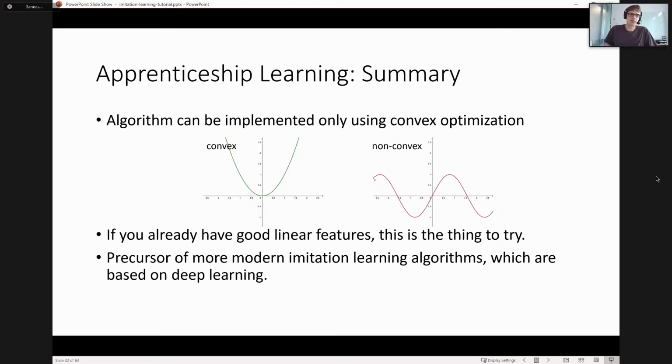Just to recap, the setup here is that we assumed that we have linear features. The assumption is that someone provides us features which we already know are good, and then the reward function is linear in these features. Another thing I wanted to mention about this algorithm is that despite its linear formulation, and despite being pretty simple, it's also a precursor of more modern imitation learning algorithms, one of which I'm going to talk about in a later part of this tutorial. Because of that, it's worth understanding this before you go into the more modern algorithms.